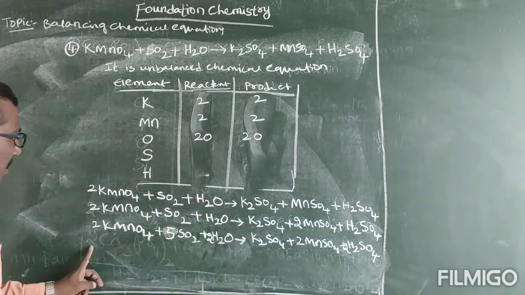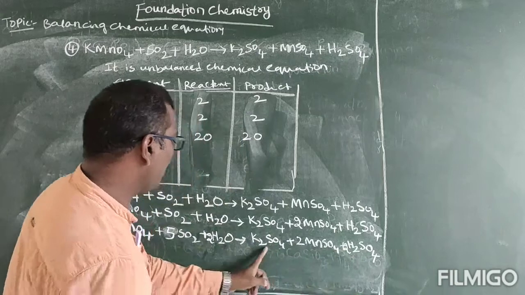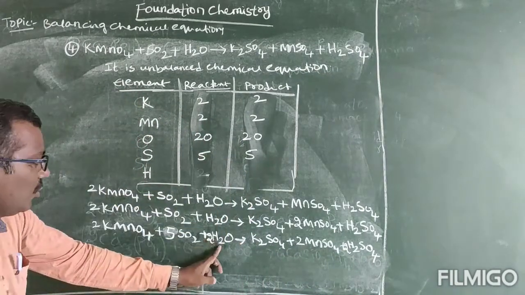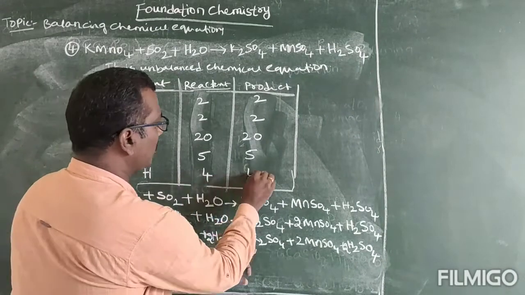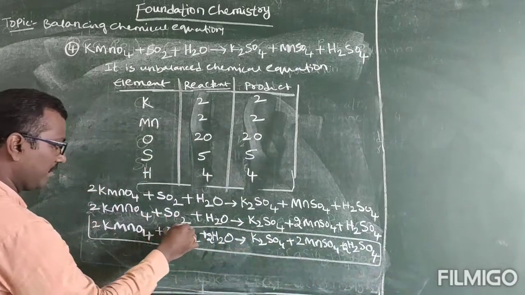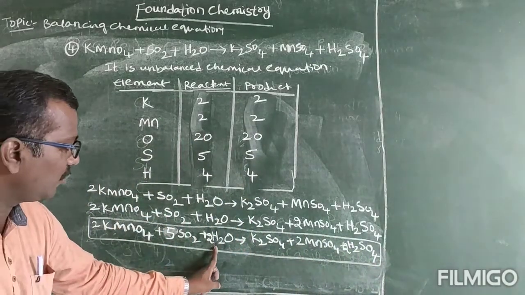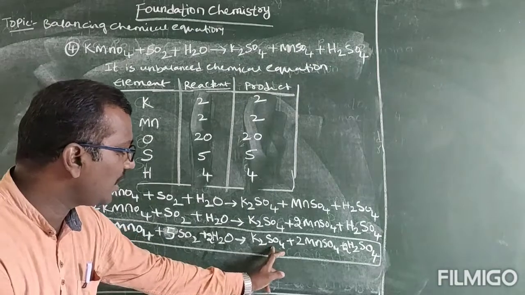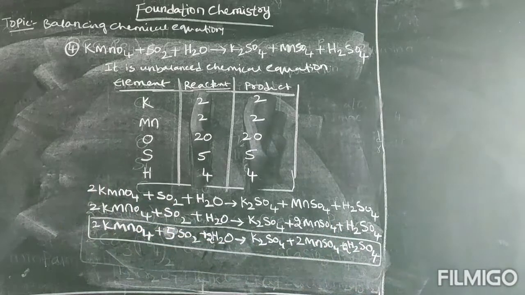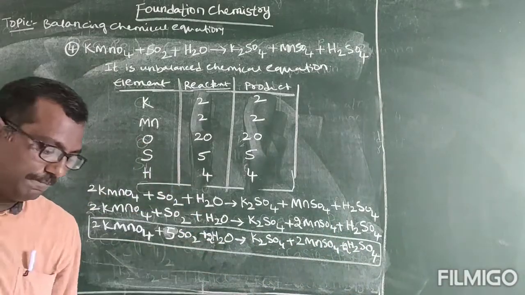Oxygens are balanced. Next is sulfur. Here 5: 2 plus 2 is 4 plus 1 is 5. Hydrogens: 2 2s are 4, 2 2s are 4. So this is the balanced equation. 2KMnO4 plus 5SO2 plus 2H2O gives rise to K2SO4 plus 2MnSO4 plus 2H2SO4. So this is the balanced chemical equation.